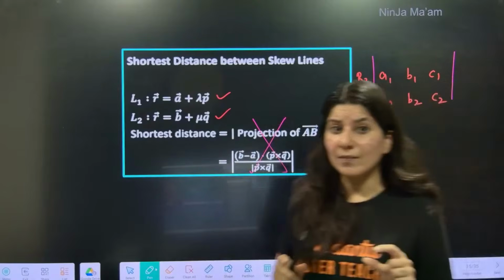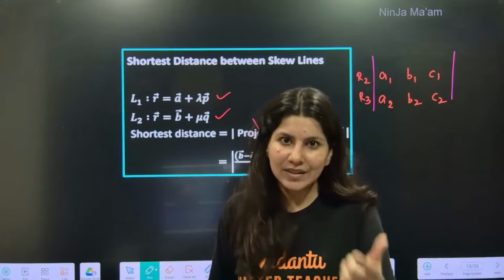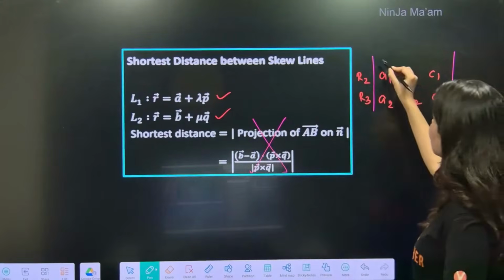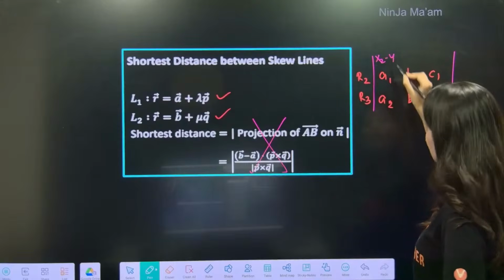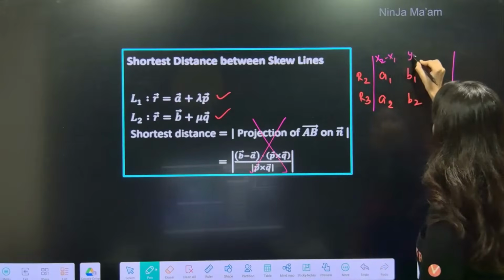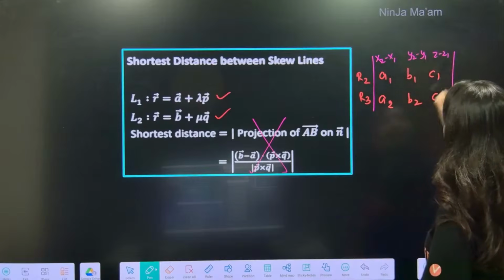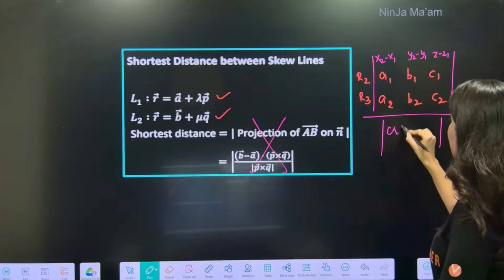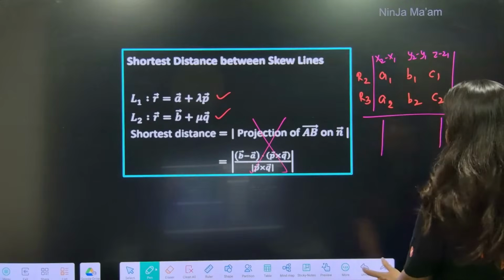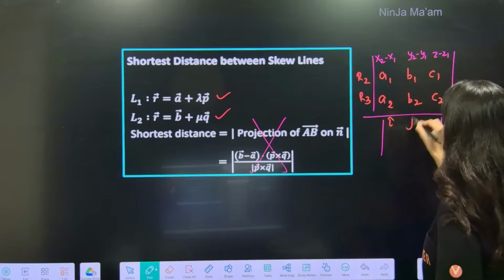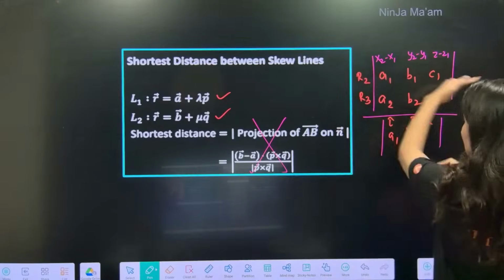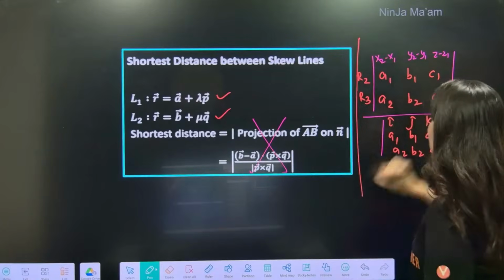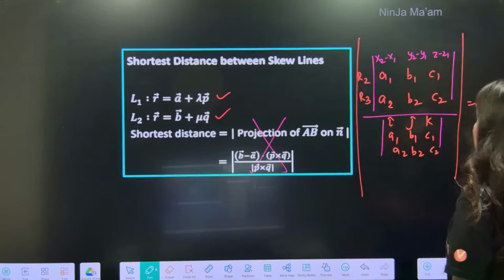Now line 1 will pass through x1, y1, z1, that you will know if the equation is given. Line 2 will pass through x2, y2, z2. So row 1 will be x2 minus x1, y2 minus y1, z2 minus z1, upon the cross product between the direction ratios. So i, j, k, a1, b1, c1 and a2, b2, c2. This is the formula. Its modulus gives you the shortest distance.